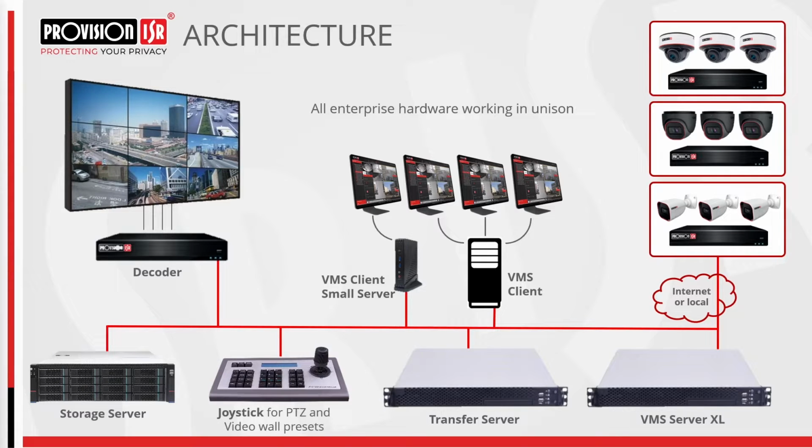Now let's delve into an example of a typical control room environment where all our enterprise hardware works in unison. In this setup, our devices, including IP cameras and MVR, establish connections with the servers through LAN or Internet. Controllers utilize our client software to operate the system and respond to events. The storage server is dedicated to saving all footage, while the decoder serves as a video wall operated seamlessly by our keyboard and joystick.